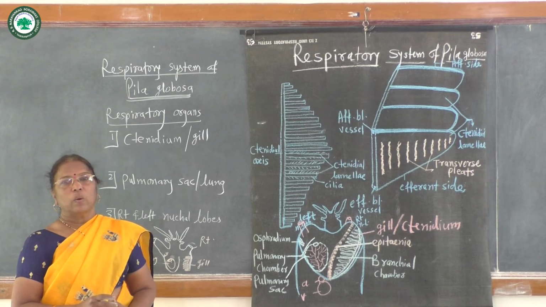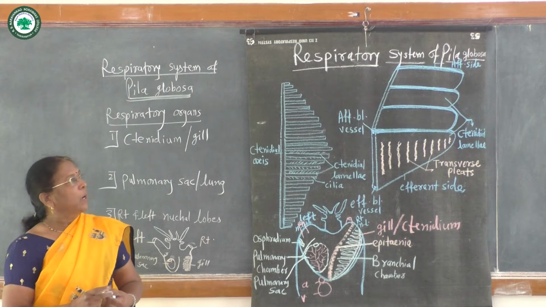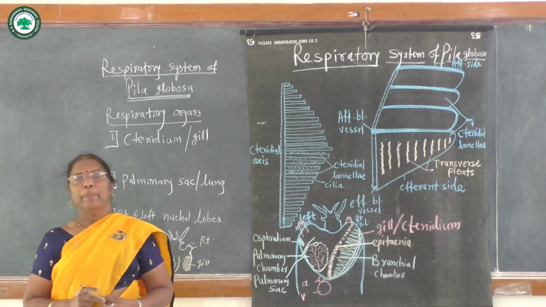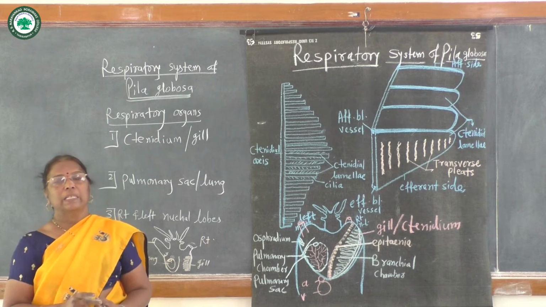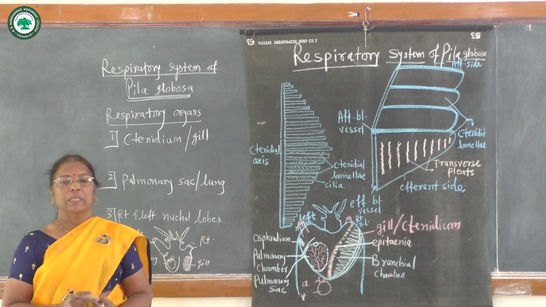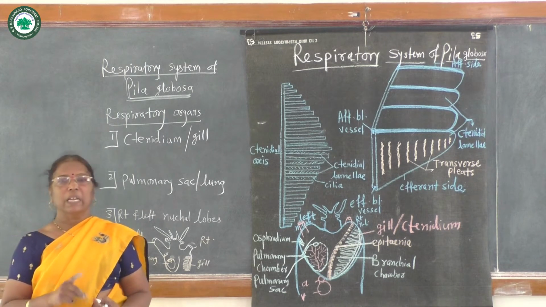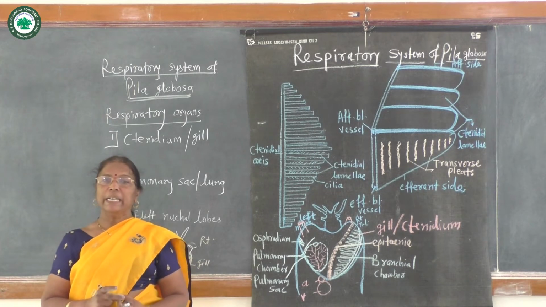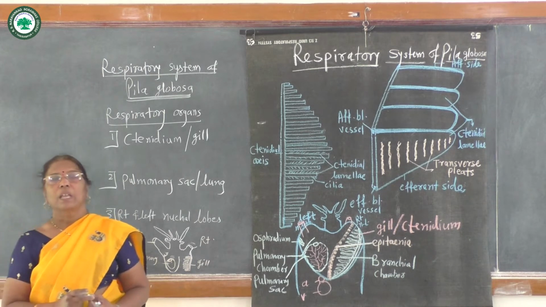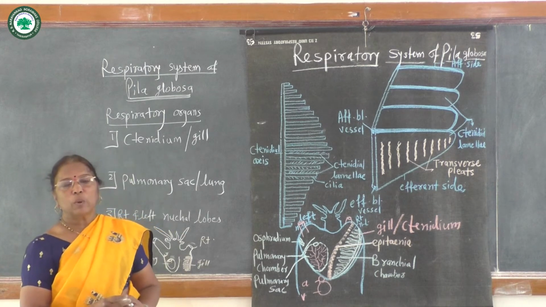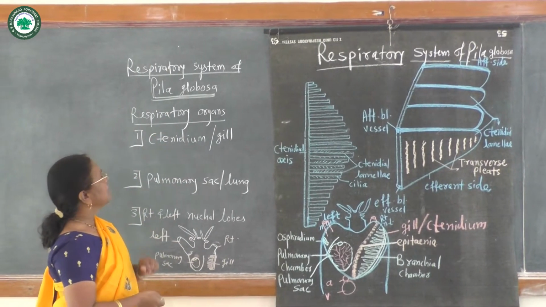Today we will discuss the respiratory system of T.Y.B.Sc. Due to the amphibious mode of respiration, the animal shows a dual habitat, and hence there are two respiratory organs. For aquatic respiration in water, there is a single gill, also called a ctenidium. And for land or terrestrial respiration, the animal has a pulmonary sac or lung. Thus, these are the respiratory organs.